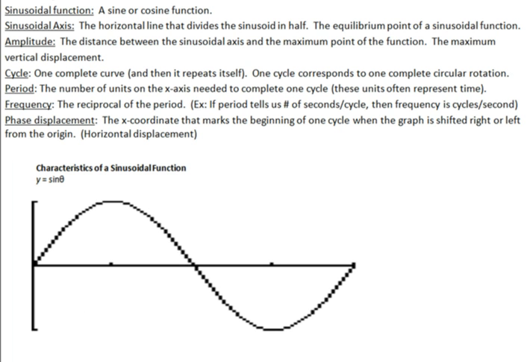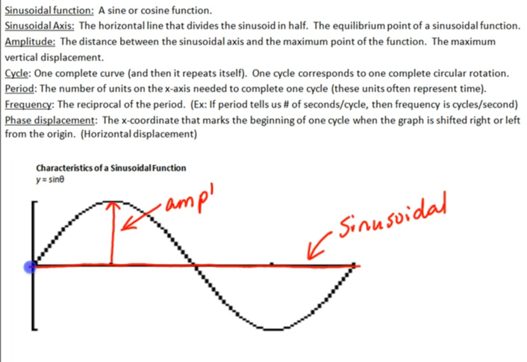So let's first recognize a sinusoidal function is just a generic name for a sine or a cosine function. They are the same curve, just shifted over 90 degrees. The first thing we're going to define is a sinusoidal axis, which is the horizontal line that cuts the graph in half vertically. So we're going to label this the sinusoidal axis. Secondly, the amplitude. The amplitude is the distance from the sinusoidal axis to the high point of the graph.